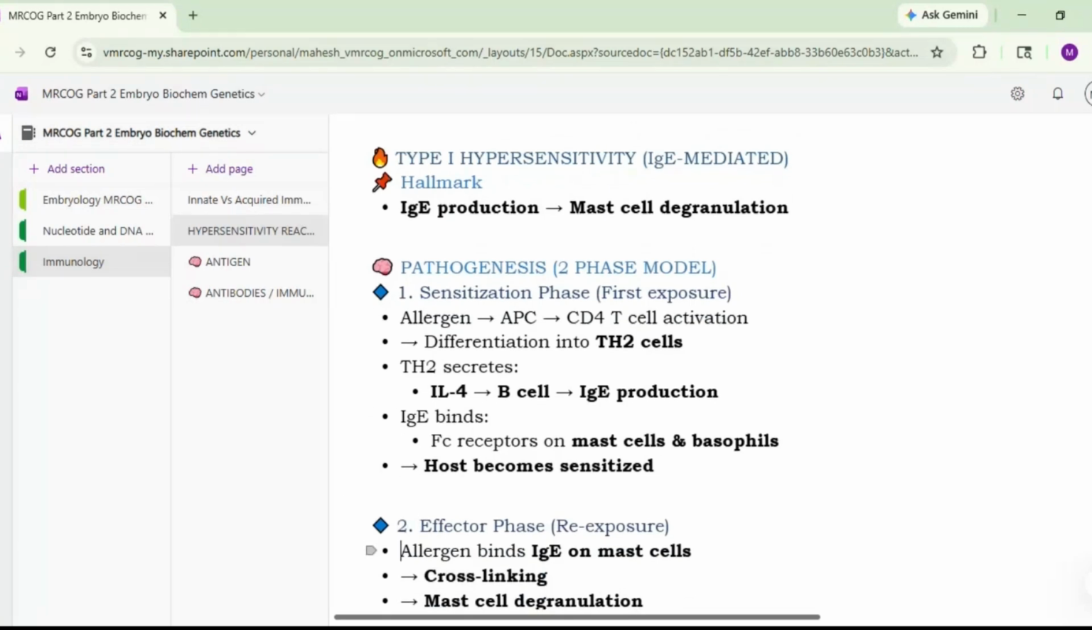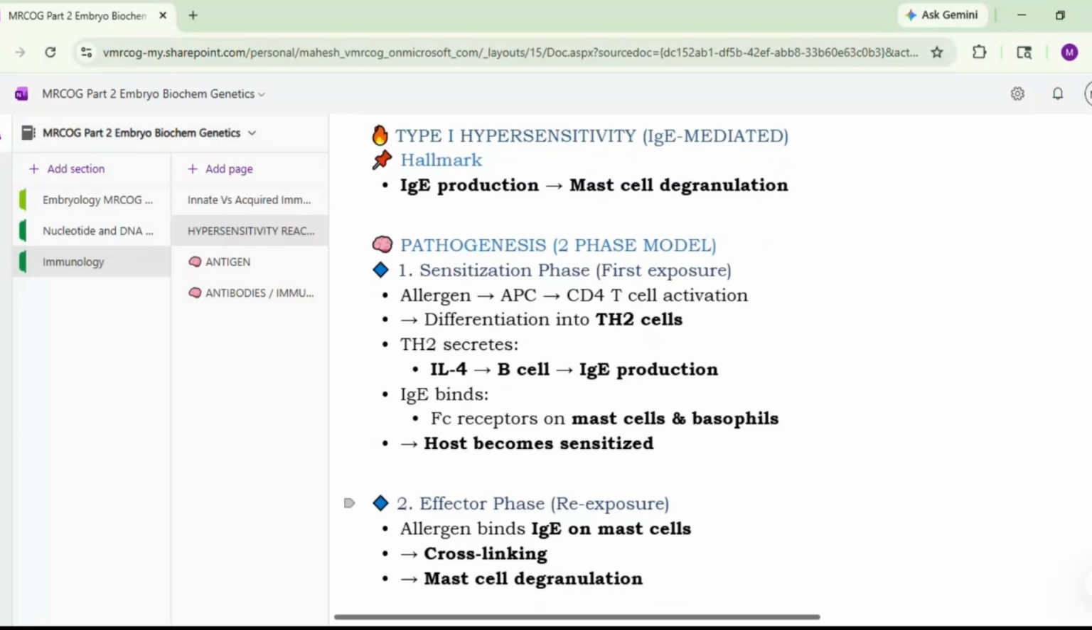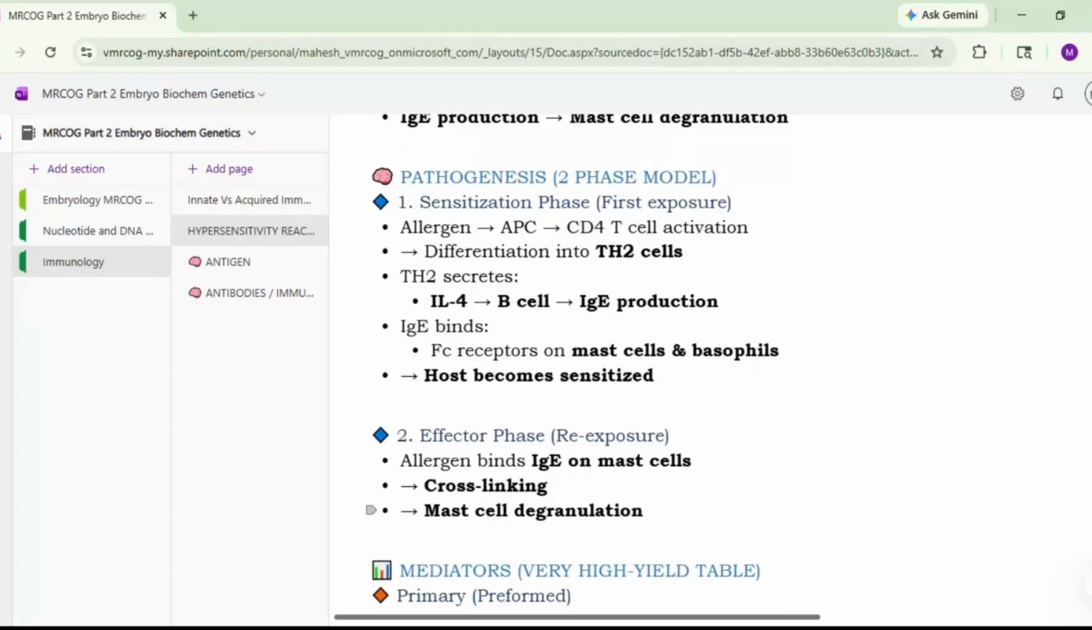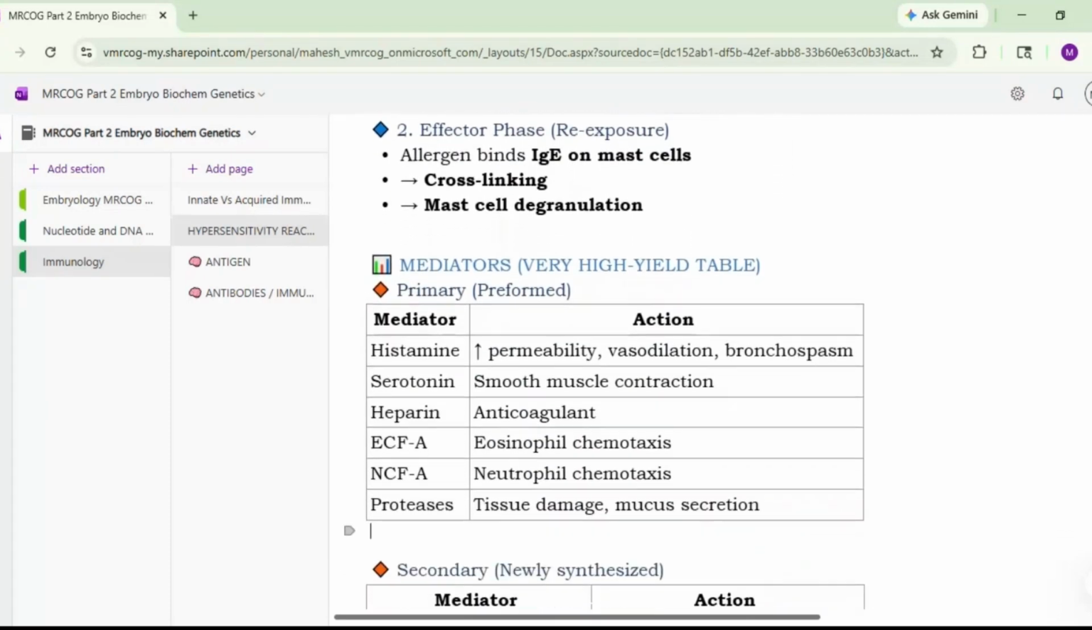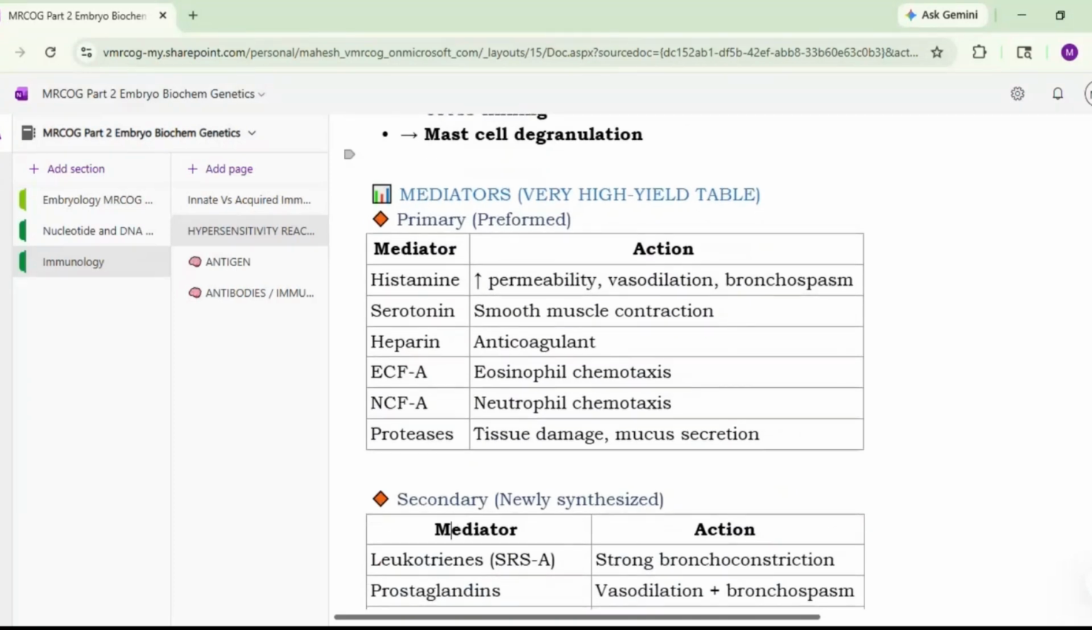But what happens in the effector phase when there is a re-exposure? Once the allergen binds to the IgE on the mast cells, there will be cross-linking and there will be mast cell degranulation. This mast cell degranulation is a feature of type 1 hypersensitivity. Then what are the types of mediators which are released? There are primary mediators and secondary mediators. Primary are histamine, serotonin, heparin, then ECF-A, NCF-A, and proteases. This is neutrophil chemotactic factor, and this is eosinophil chemotactic factor. These are the factors which are released.